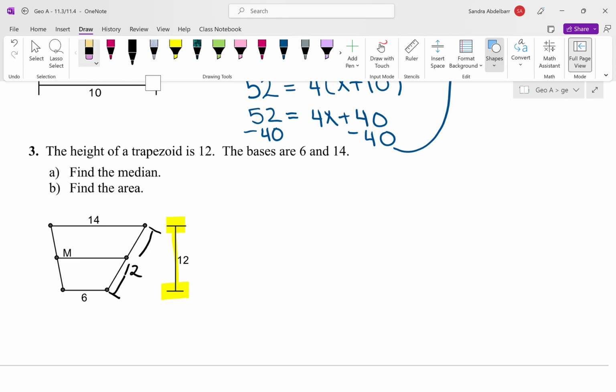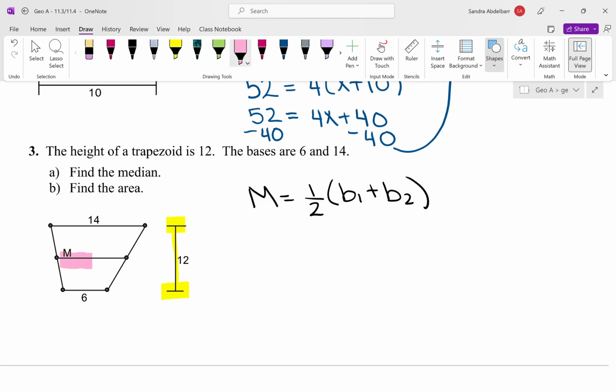I'm not sure. All right, so they're saying the height of the trapezoid is 8. The bases are 6 and 14. Find the median. So remember, the median is equal to half, open your parentheses, base 1 plus base 2. And the median, if you all remember, is the segment that connects the midpoints of the two legs. That's the median.